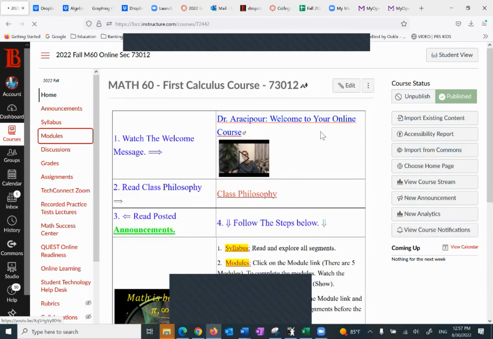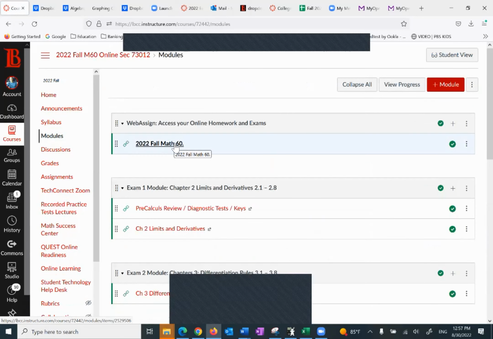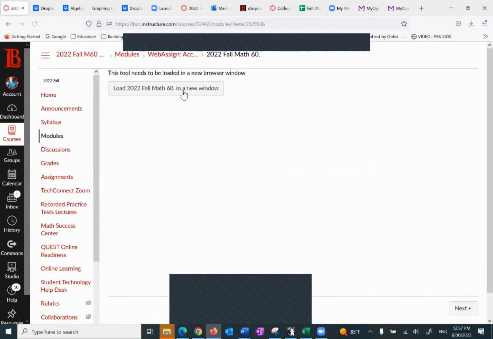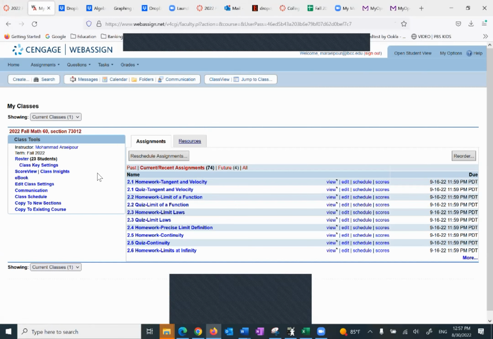So under the modules, if you click on this, you have to register. And when you register, it takes you to Webassign. So right here, as you can see, we have the homework quiz, and look at the due date. The due date for each and every one of them is 9/16.